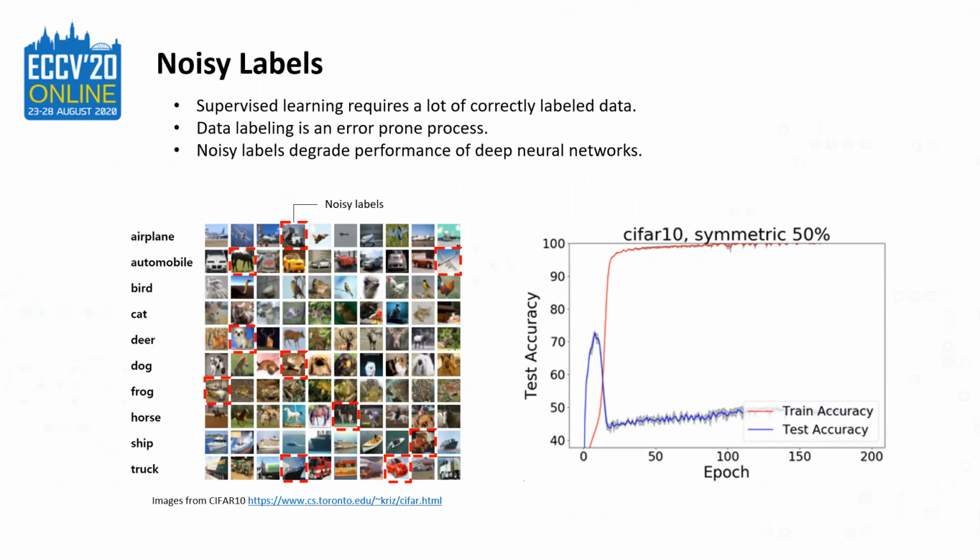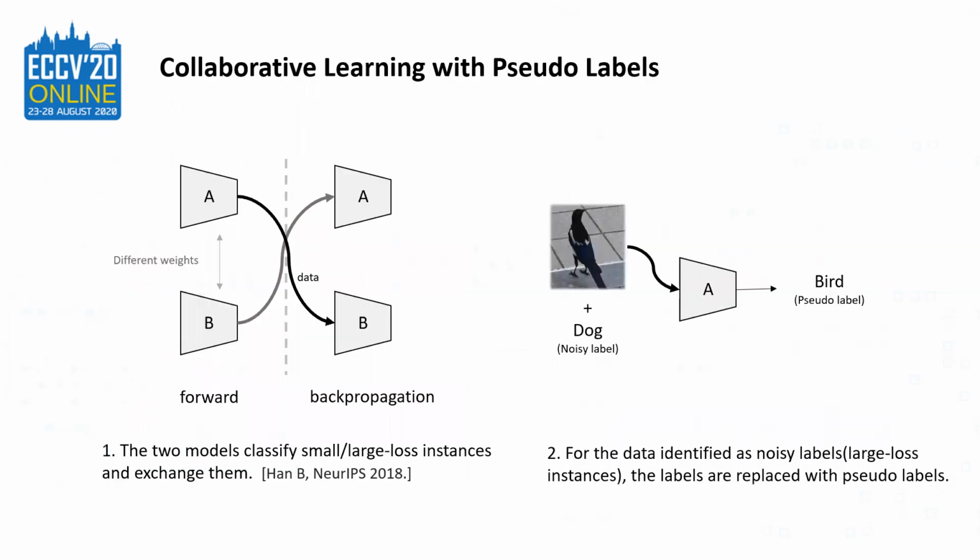So there have been many previous works to overcome this problem, and we also propose a method for learning with noisy labels, named collaborative learning with pseudo labels. There are two main features in our proposed method. First, two models which have different initial weights are trained simultaneously.